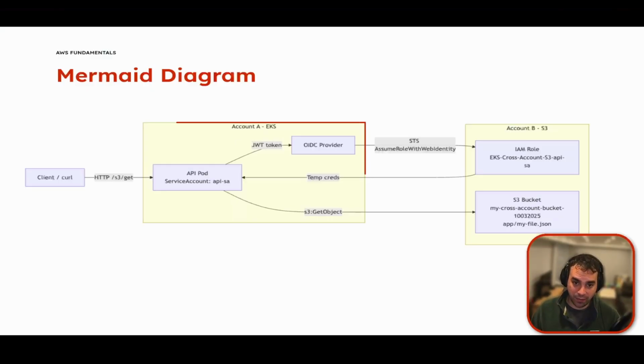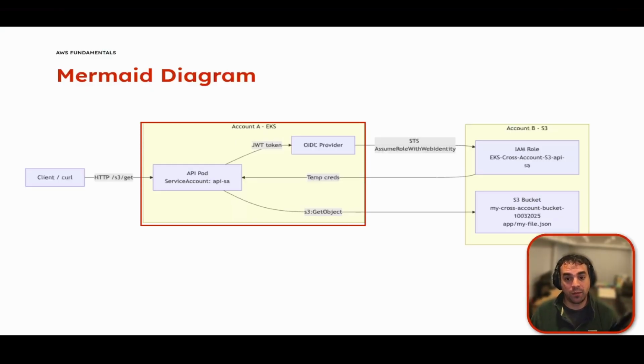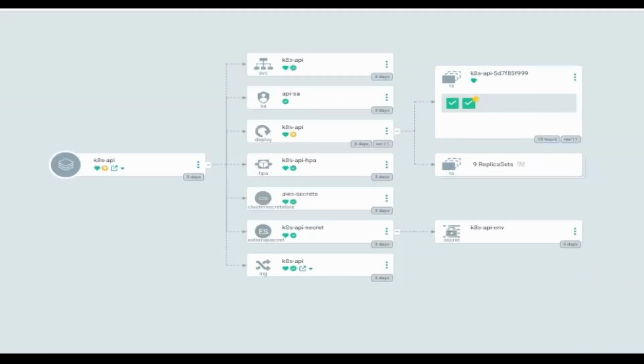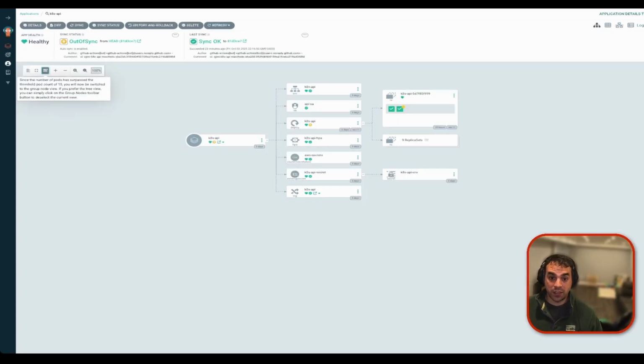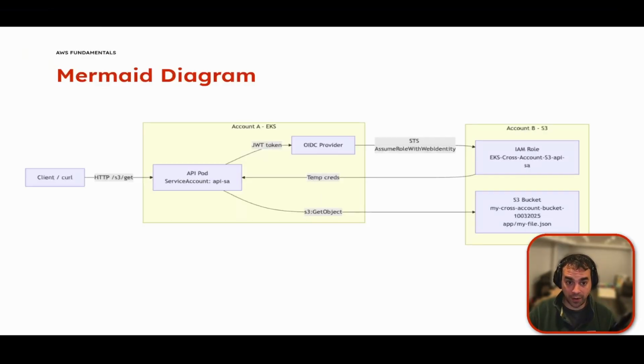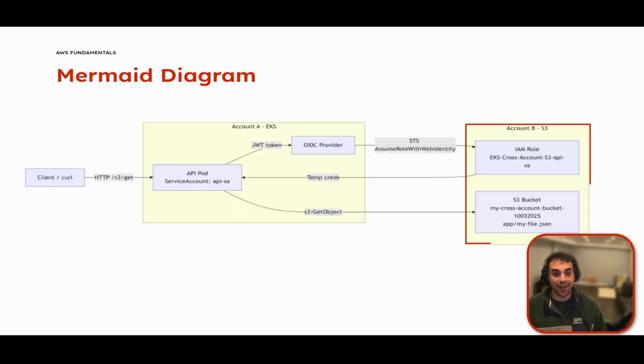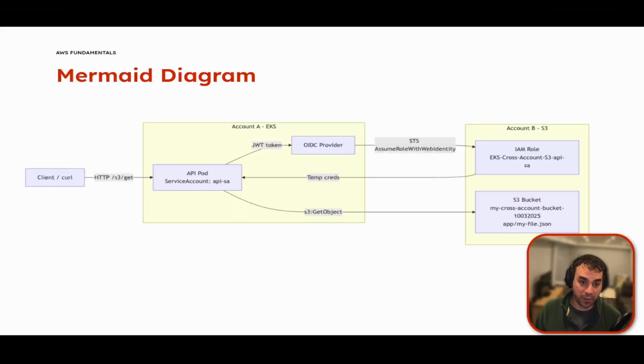In account A, we have an EKS cluster running our API pods. The pods are using a service account called API service account. If I quickly flip over to Argo CD, we can see our API pods running along with our service account. For a detailed breakdown of the cluster and surrounding architecture, feel free to check out my EKS experiment series, where I break down how I built this cluster from scratch. Now, if we flip back to the diagram, in account B, we have an S3 bucket that contains a JSON file. This is the file that we're going to try to retrieve using our API.